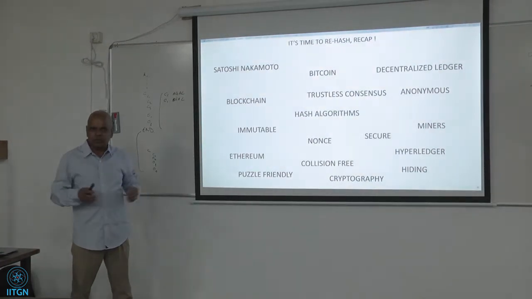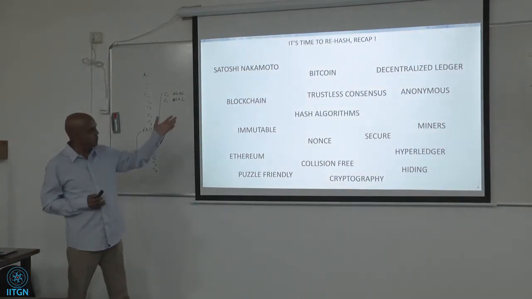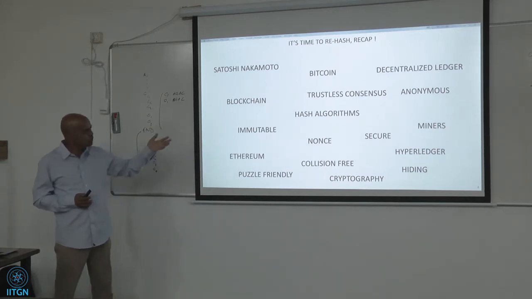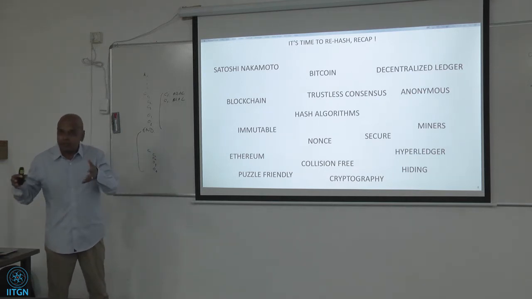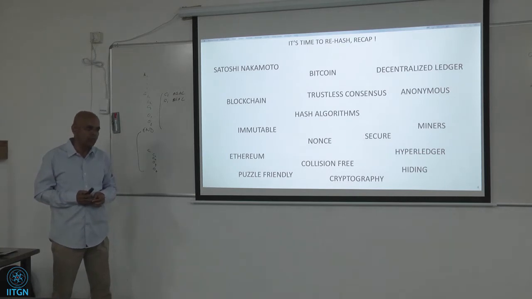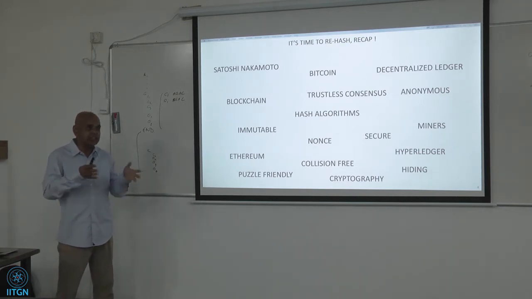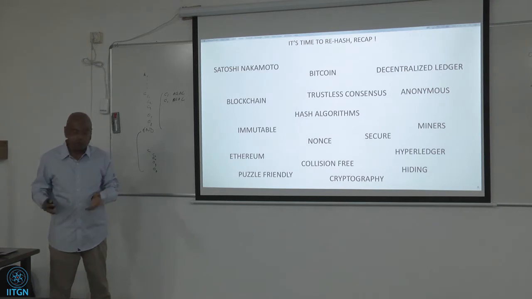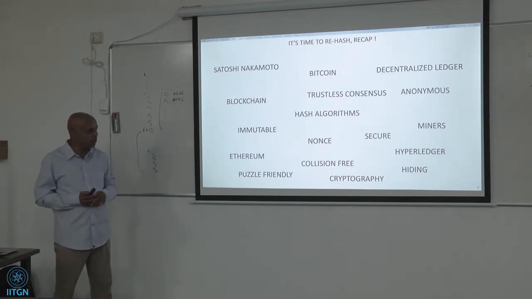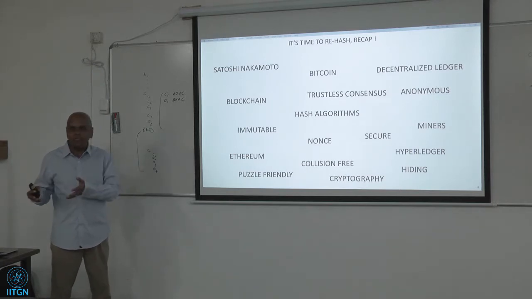We talked about Satoshi Nakamoto, talked about Bitcoin, decentralized ledger, blockchain, trustless consensus, anonymity, we talked about that. Hash algorithms, we talked about that. And what we are using in Bitcoin, for example, SHA 256, we talked about that. Immutability, we talked about that. Miners, mining, mine, we talked about that. And I hope all of you know what they are or what they do.